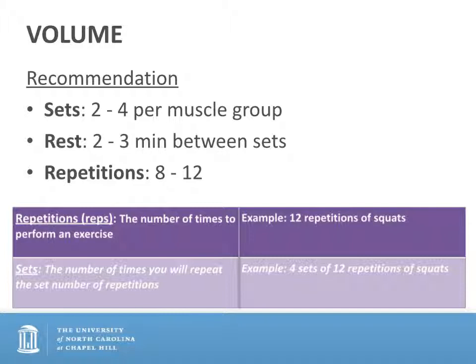This lower rep range will focus more on muscular mass and strength gains. The opposite is also true. If the weight you're using is not as challenging, then you would want to perform closer to the end of the range at 12 repetitions. This would improve muscular strength and to some extent muscular endurance.